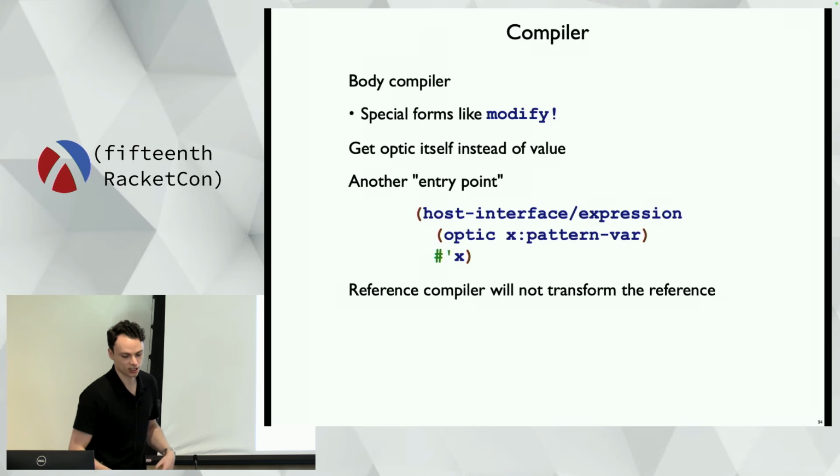And so syntaxspec gives us another little trick. We can make a new host interface called optic, which takes in a pattern variable and just returns the raw reference. Because this is a host interface and not just regular Racket code, this will prevent the reference compiler from transforming that reference to the lens get behavior. And remember, since our pattern compiler bound x to the lens, we will actually get the lens here.